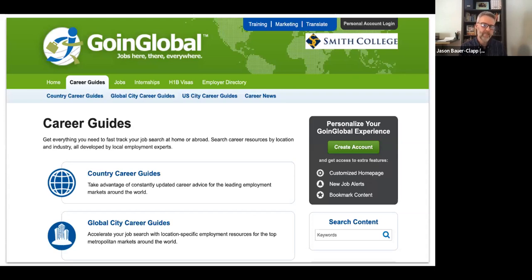I'm going to guess that many of the institutions represented here today have a subscription to Going Global or something very similar to it. So if you're not sure, maybe check with your own college's career center or professional development center, or perhaps with your study abroad or global studies center, just to see if they have something like Going Global.